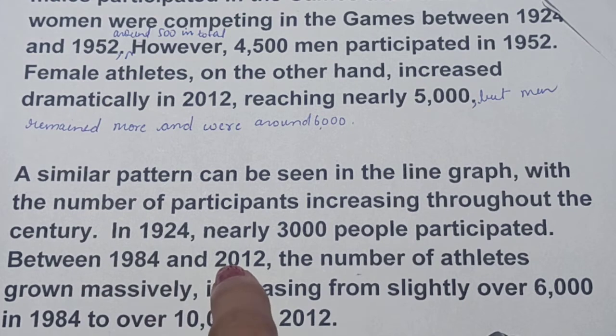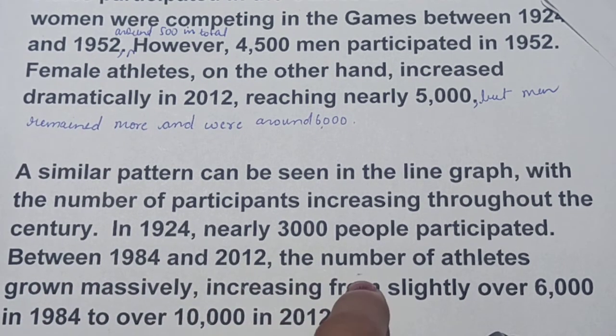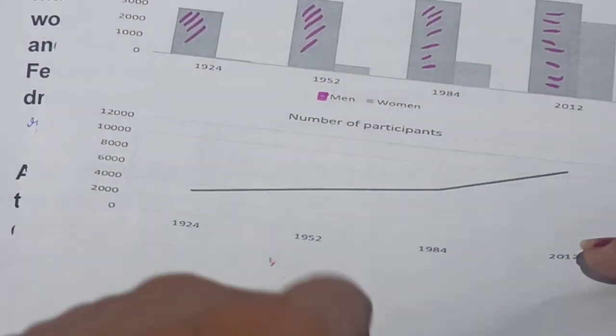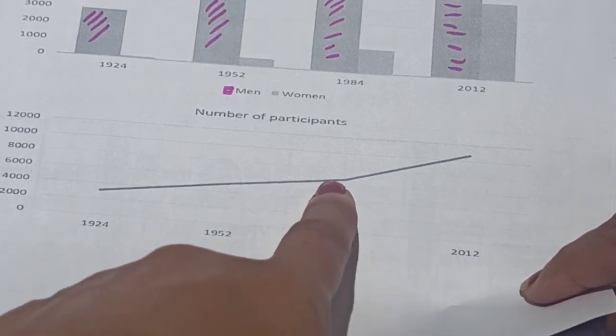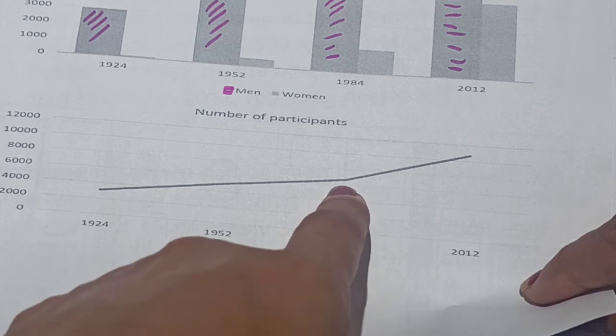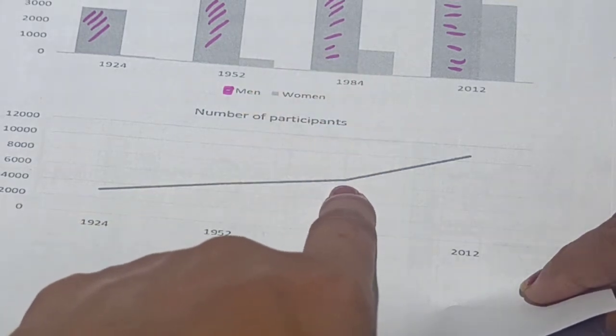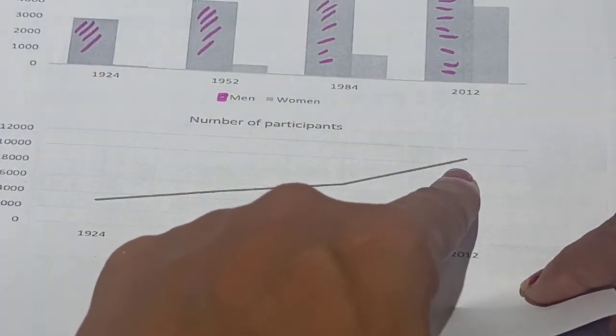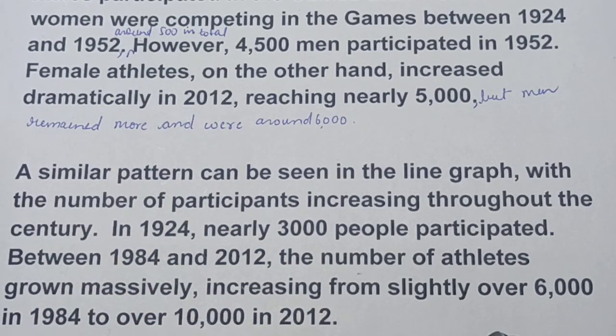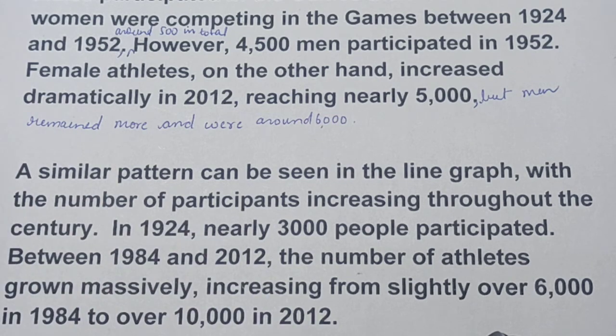Between 1984 and 2012, the number of athletes grew massively, increasing from slightly over 6000 in 1984 to over 10,000 in 2012. So if we talk about 1984 to 2012, they were a little bit more than 6000. It increased from just above 6000 to just above 10,000. So they were 11,000, you can say, or 10,500. So that's why we have written the number of athletes grew massively, increasing from slightly over 6000 in 1984 to over 10,000 in 2012. So this was for today.